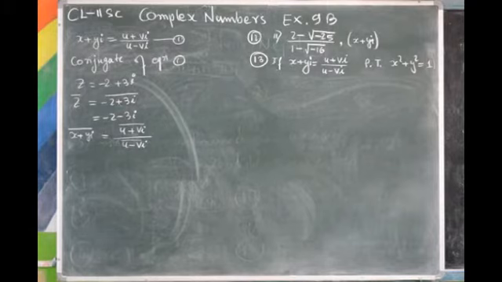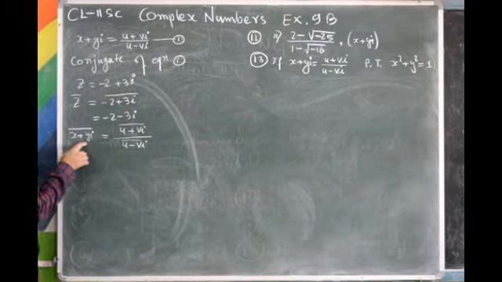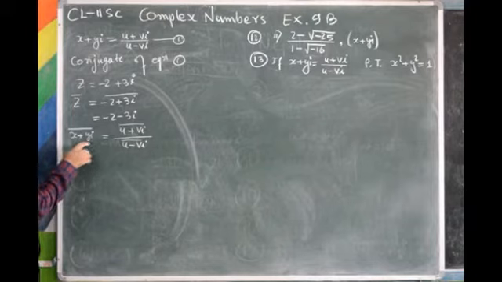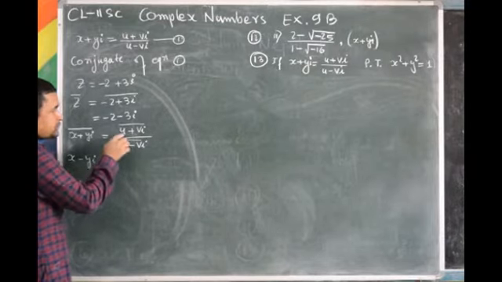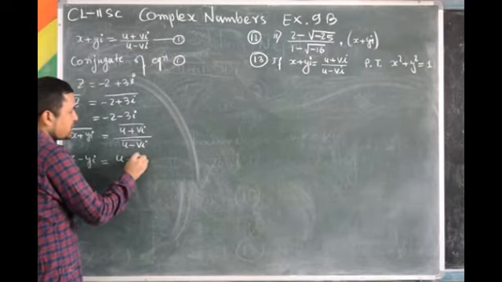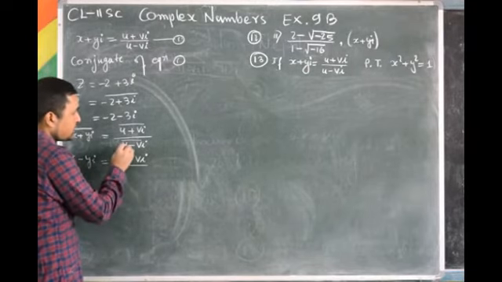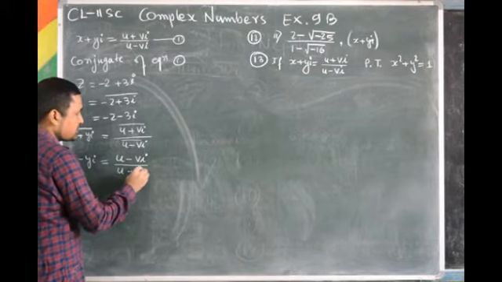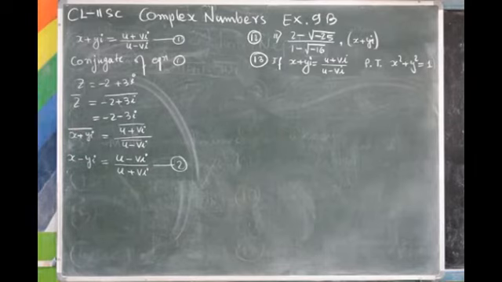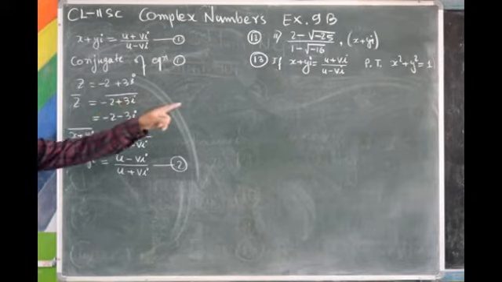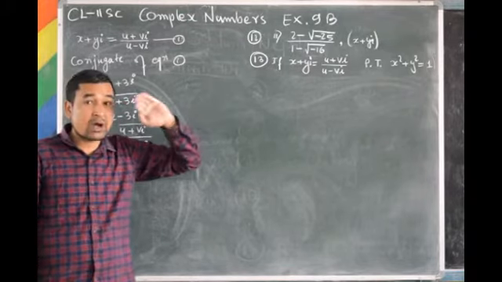Now let's get the conjugate of this one. Just change the sign of the imaginary part. That means x minus yi equals u minus vi divided by u plus vi. Now mark this as equation 2. The question asks to prove whether x square plus y square equals 1 or not.